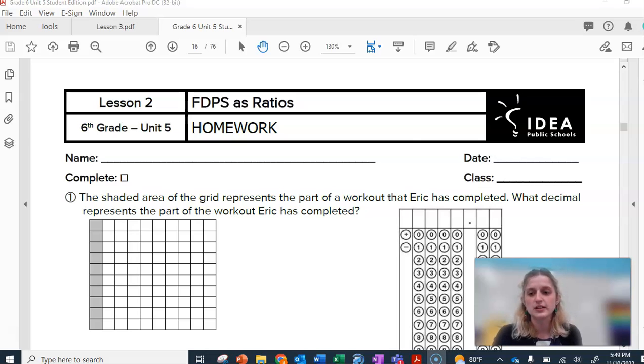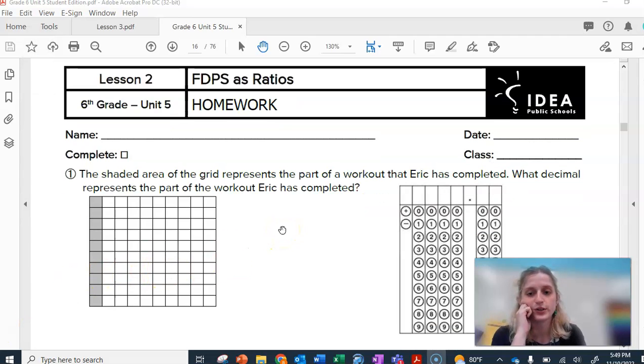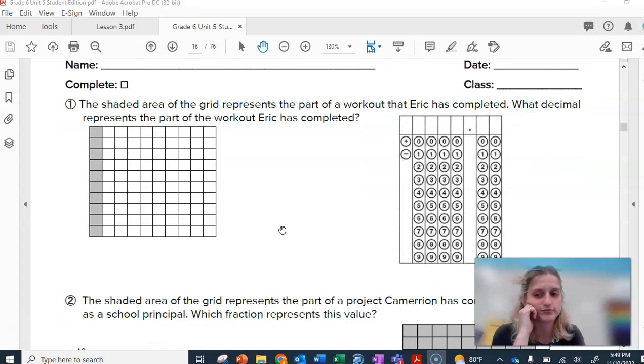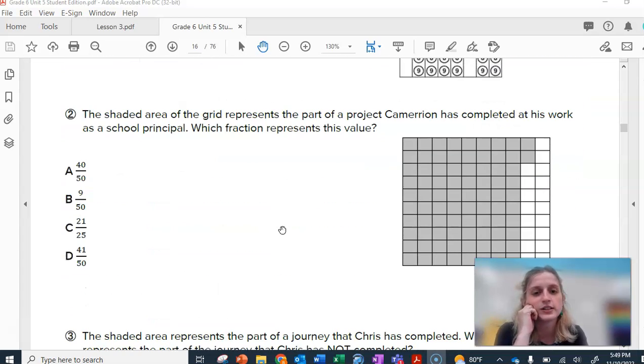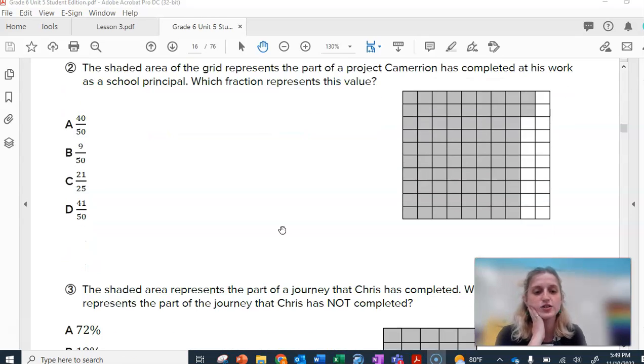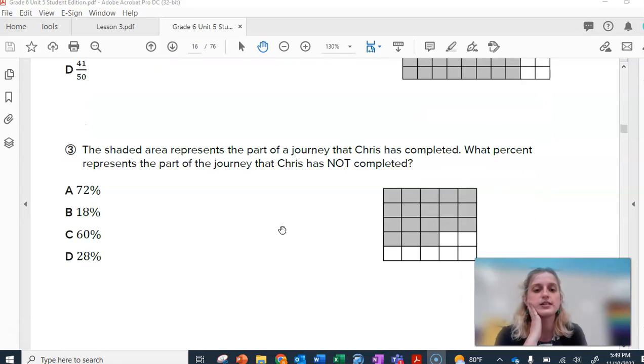Okay, so the shaded area of the grid represents the part of the workout Eric has completed. You're going to write that as a decimal. That one's not too hard. Again, the shaded area represents completed work. You're writing it as a fraction. Simplify your fraction. Looking pretty easy so far.